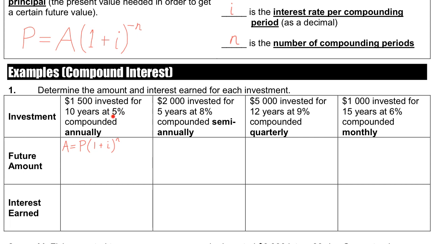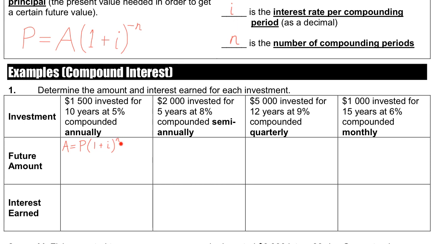The interest rate is 5%. Anytime you see an interest rate, that's always the yearly or annual amount of interest. So it's 5% per year, and it's compounded annually. So that 5% gets divided through the year once. So the interest per compounding period is still 5%.